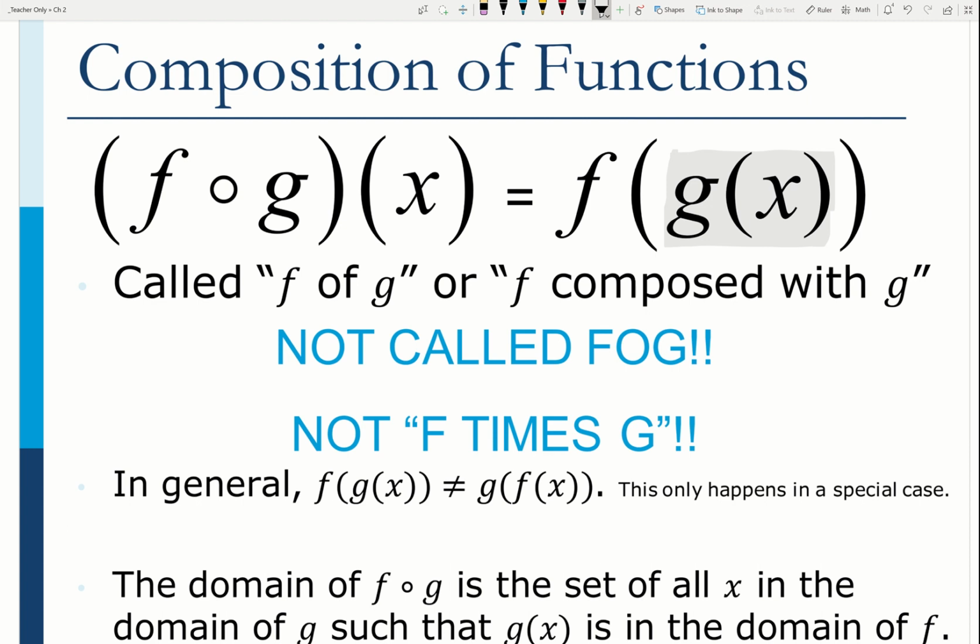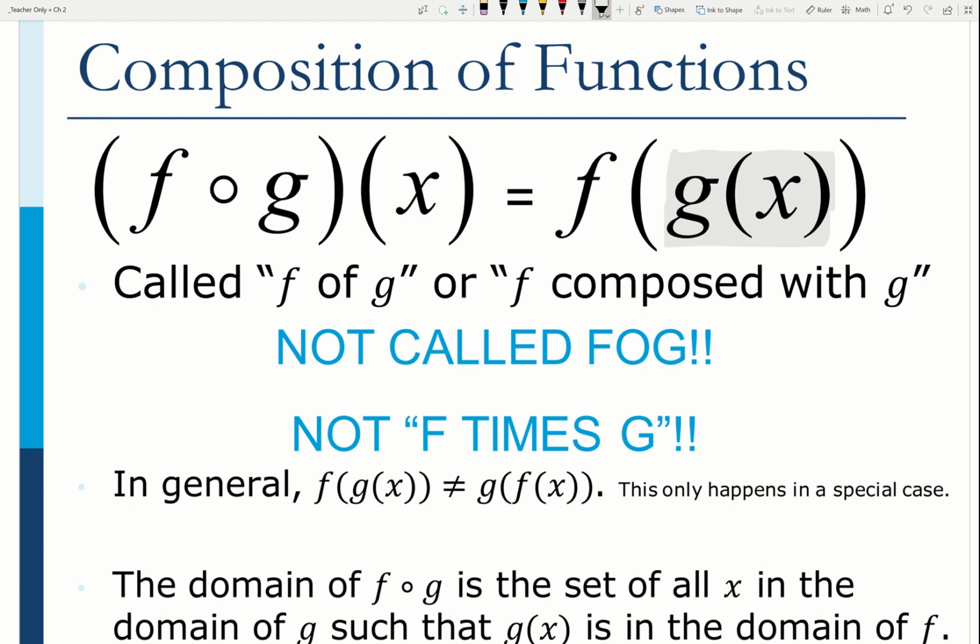So it turns out that if you were to try to go in both directions of your composition, take the output from g and throw it into f versus take the output of f and throw it into g, in general, depending on what g and f are, these are not always going to be the same thing. You might suspect that they are, but this only happens in special cases where we have specific functions f and g that will work that way for us.